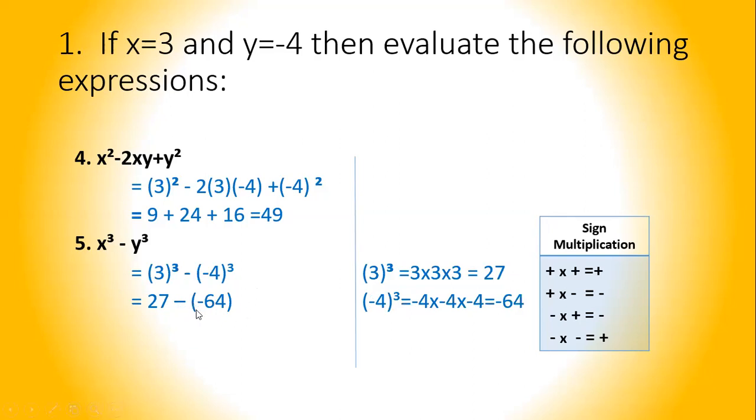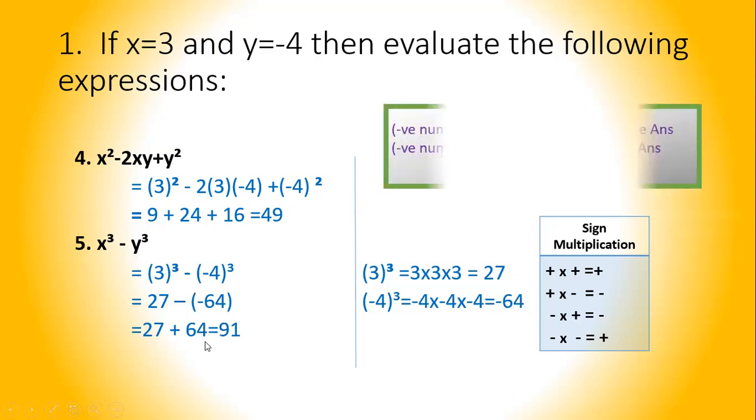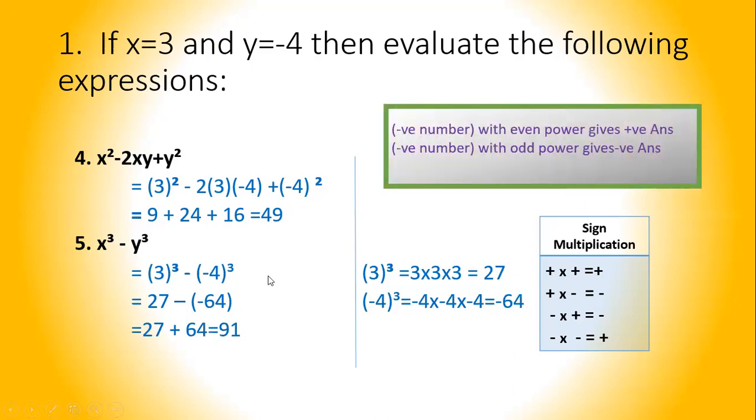Now in the third step, we have to remove the small bracket here and multiply these two signs, minus minus. It becomes plus. So 27 plus 64 gives you 91. Now keep in mind that a negative number with an even power gives a positive answer, and a negative number with an odd power gives a negative answer. Clear everybody?